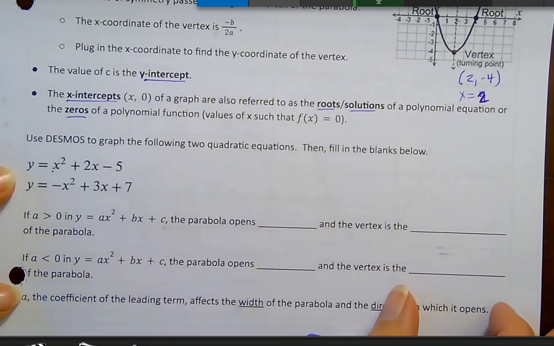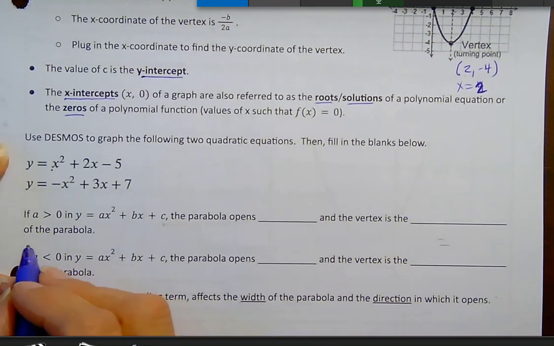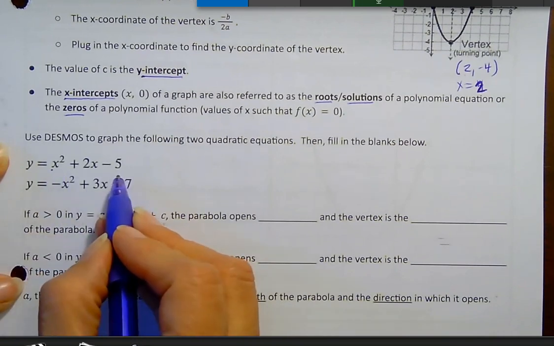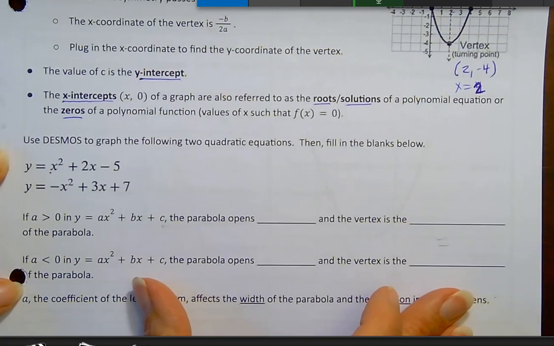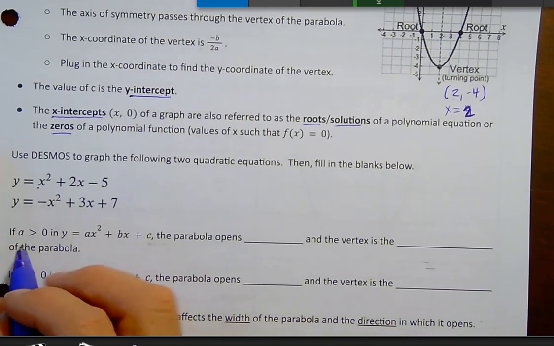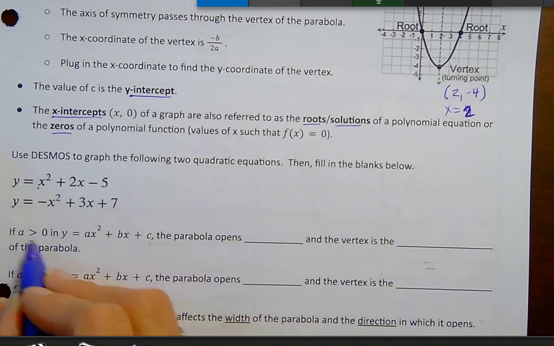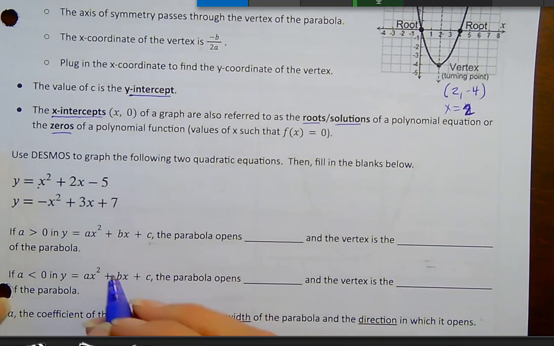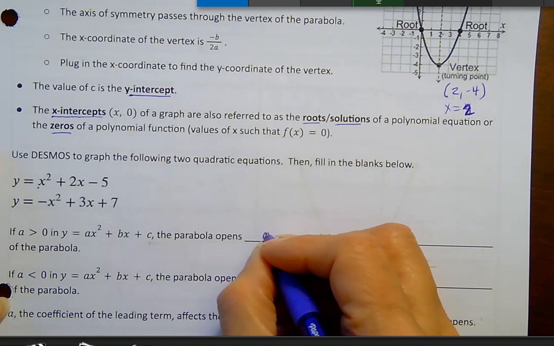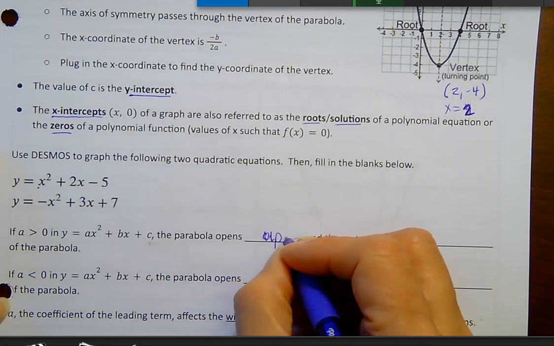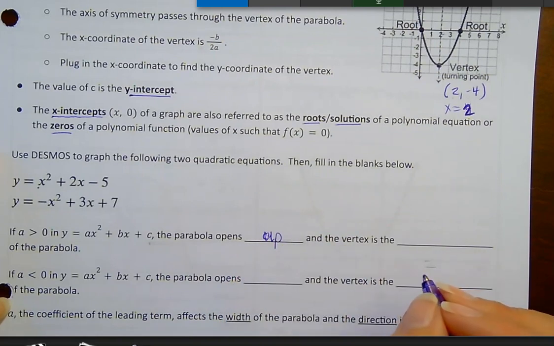So when we look at an equation, we can find some of the things out that we can see by looking at the graph as well. If I look at this equation, if a is greater than 0, if a is positive, then the parabola is going to open up. Sorry, it already says open up or upward.